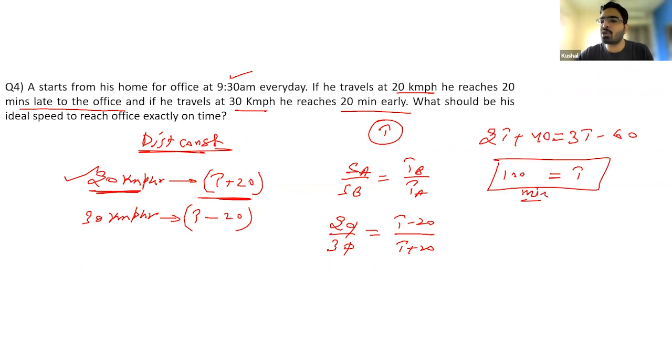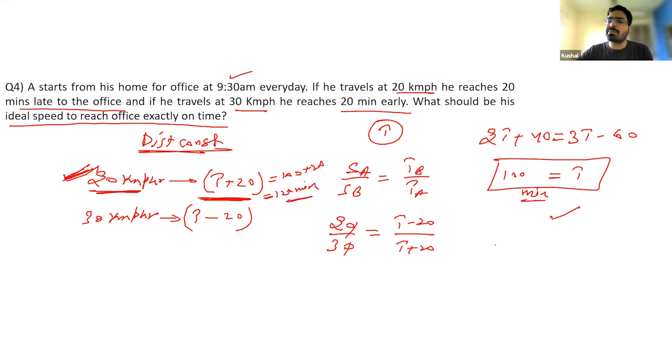Now, once again, I'm not going to mark 100 as the answer because I have to look at what they've asked. What should be his ideal speed to reach the office exactly on time? They're asking you the speed to reach the office on time. So I know he is traveling at 20 kilometers per hour. T plus 20 is available with me. Value of T is there. So T plus 20 will be what? 100 plus 20, so that's going to be 120 minutes.